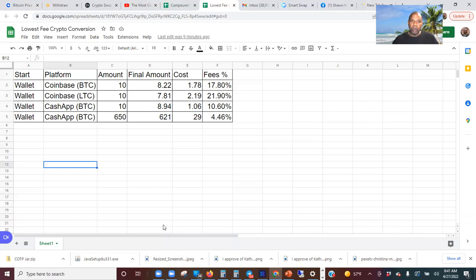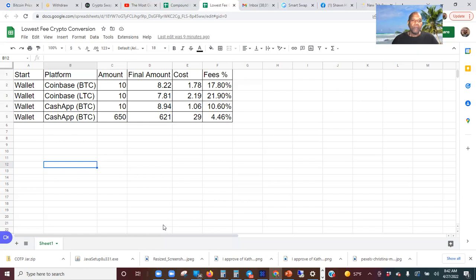So I said, okay, cool. Now that I have an idea about which one is the least expensive, let me try a bigger amount, because I wanted to move that amount into my bank account. So I did $650. The final amount that I got out was $621. I was a little upset at that point. Before I really did the comparison and the breakdown, I was like, wow, $650, I get $621.